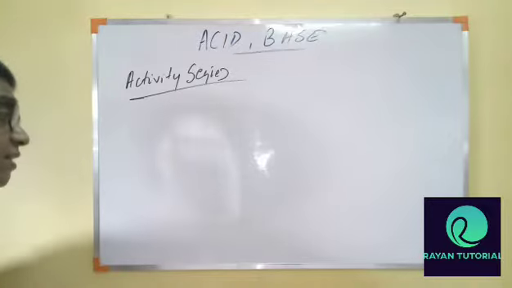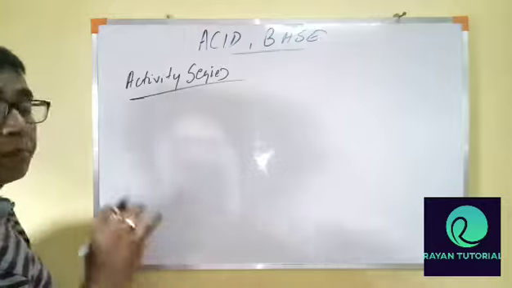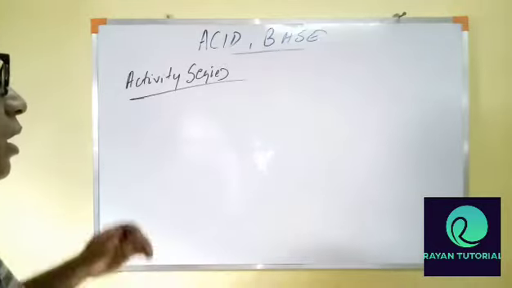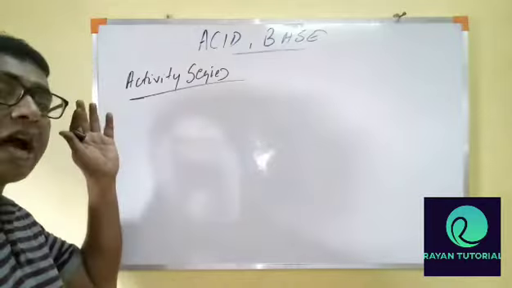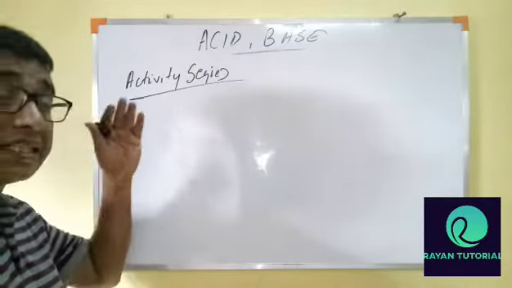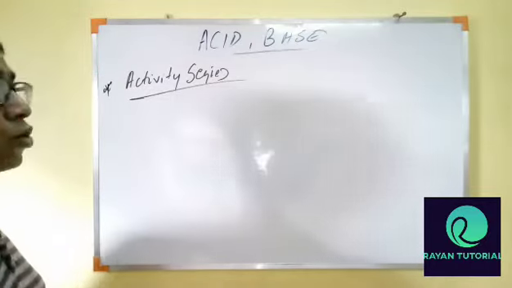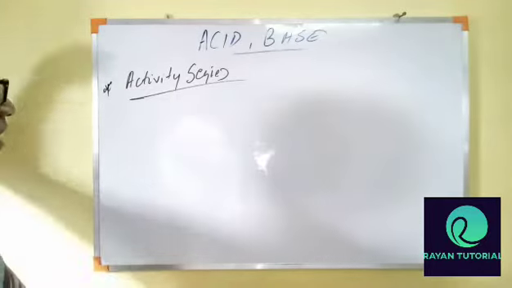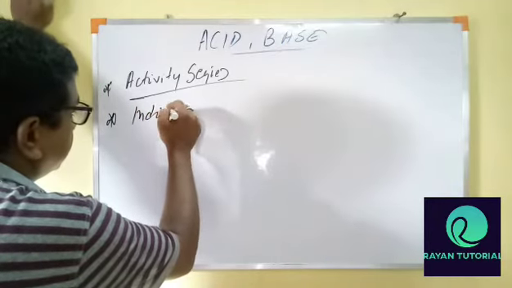The activity series you have to learn by heart, and mainly the position of hydrogen. The elements above the hydrogen are more active. Lower than the hydrogen, they are less active. So you must learn the activity series. Then you must learn the indicators.